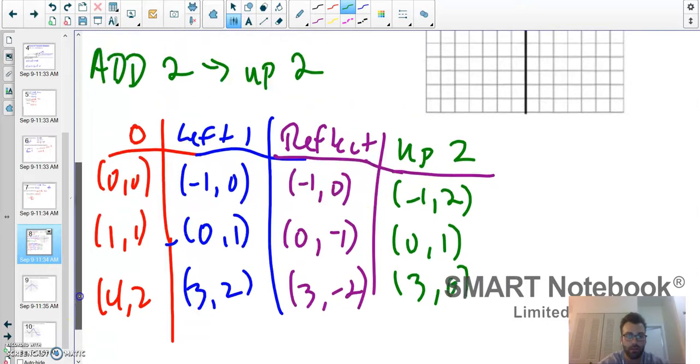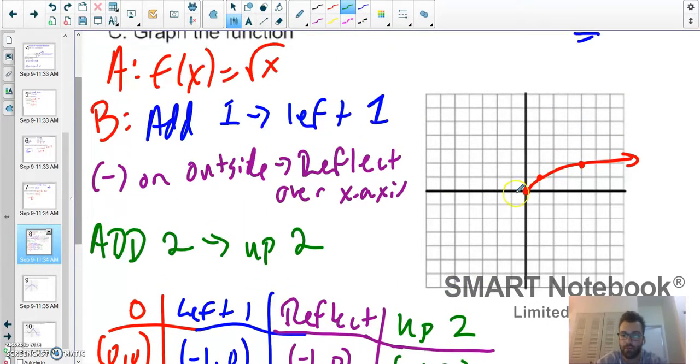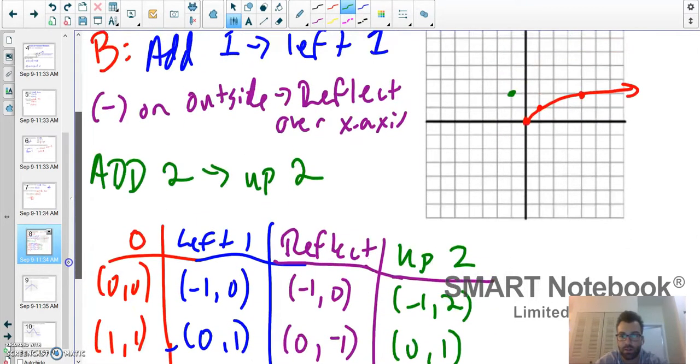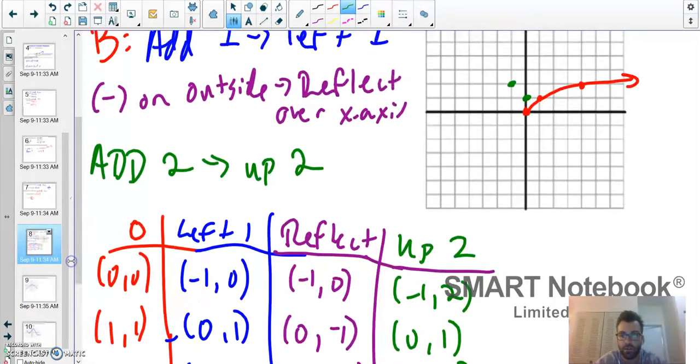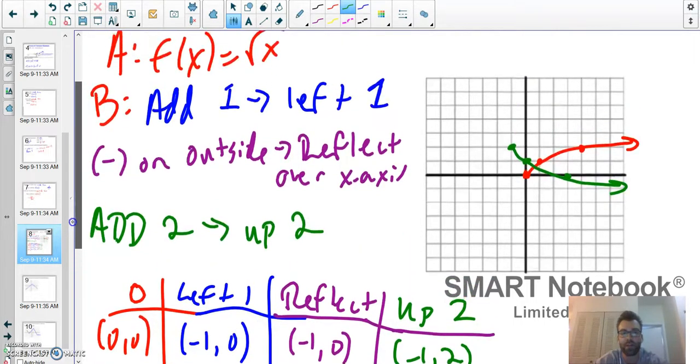I go plot -1, 2, then 0, 1, and then 3, 0. Boom, and that's my final graph.